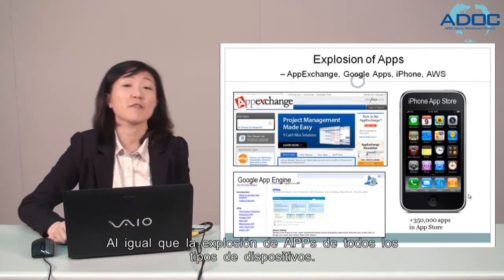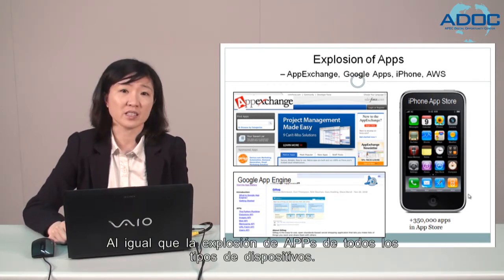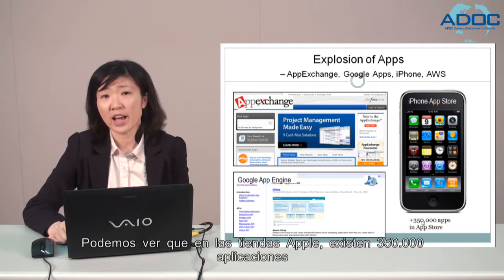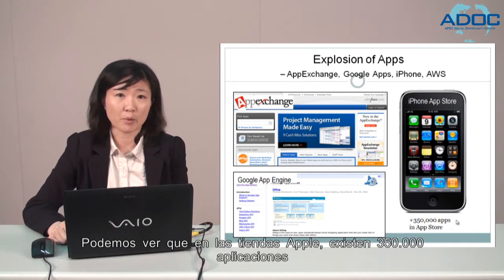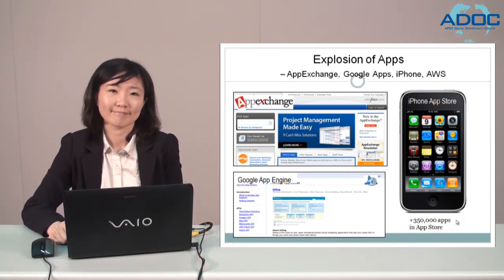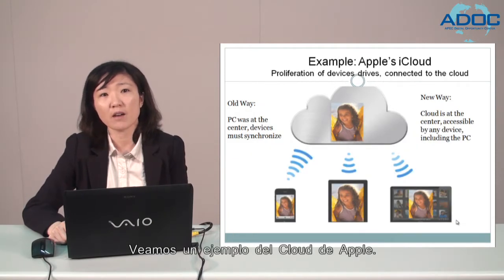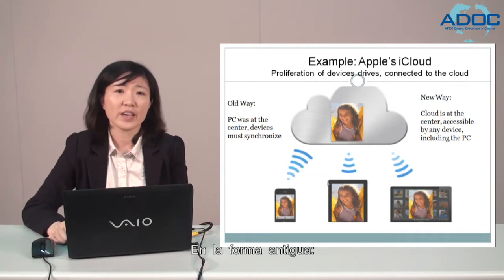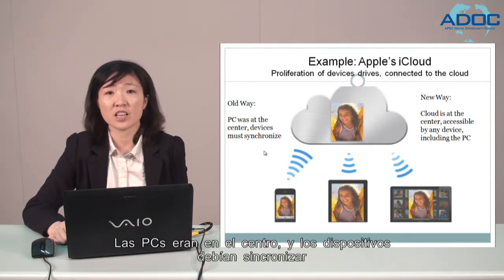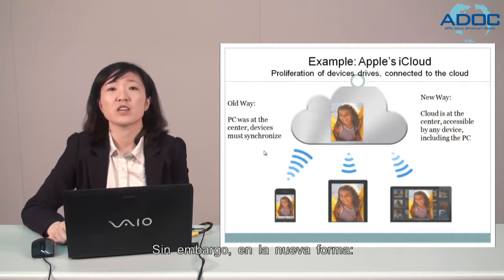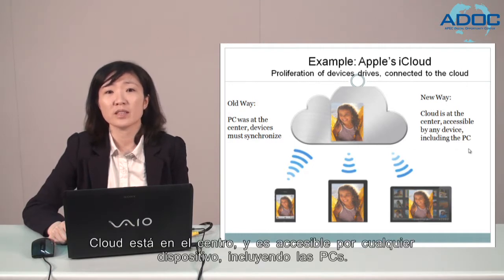Like the explosion of apps for all kinds of devices, we can see in the Apple Store, there are 350,000 apps. Let's see an example of Apple's iCloud. In the old way, the PC was at the center, and devices must synchronize. However, in the new way, the cloud is at the center, accessible by any device, including the PC.